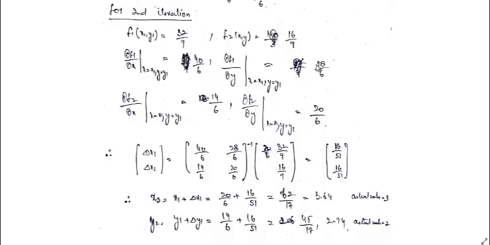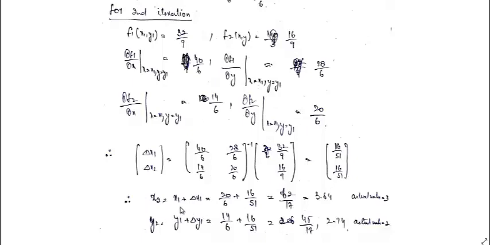Delta f1 by delta x, delta f1 by delta y is equal to 20 by 6, 28 by 6. Similarly, delta f2 by delta x and delta f2 by delta y come out to be these values. When we put all these values, we get delta x1 equal to 16 by 51, and delta x2, this should have been delta y1, should have been 16 by 15.